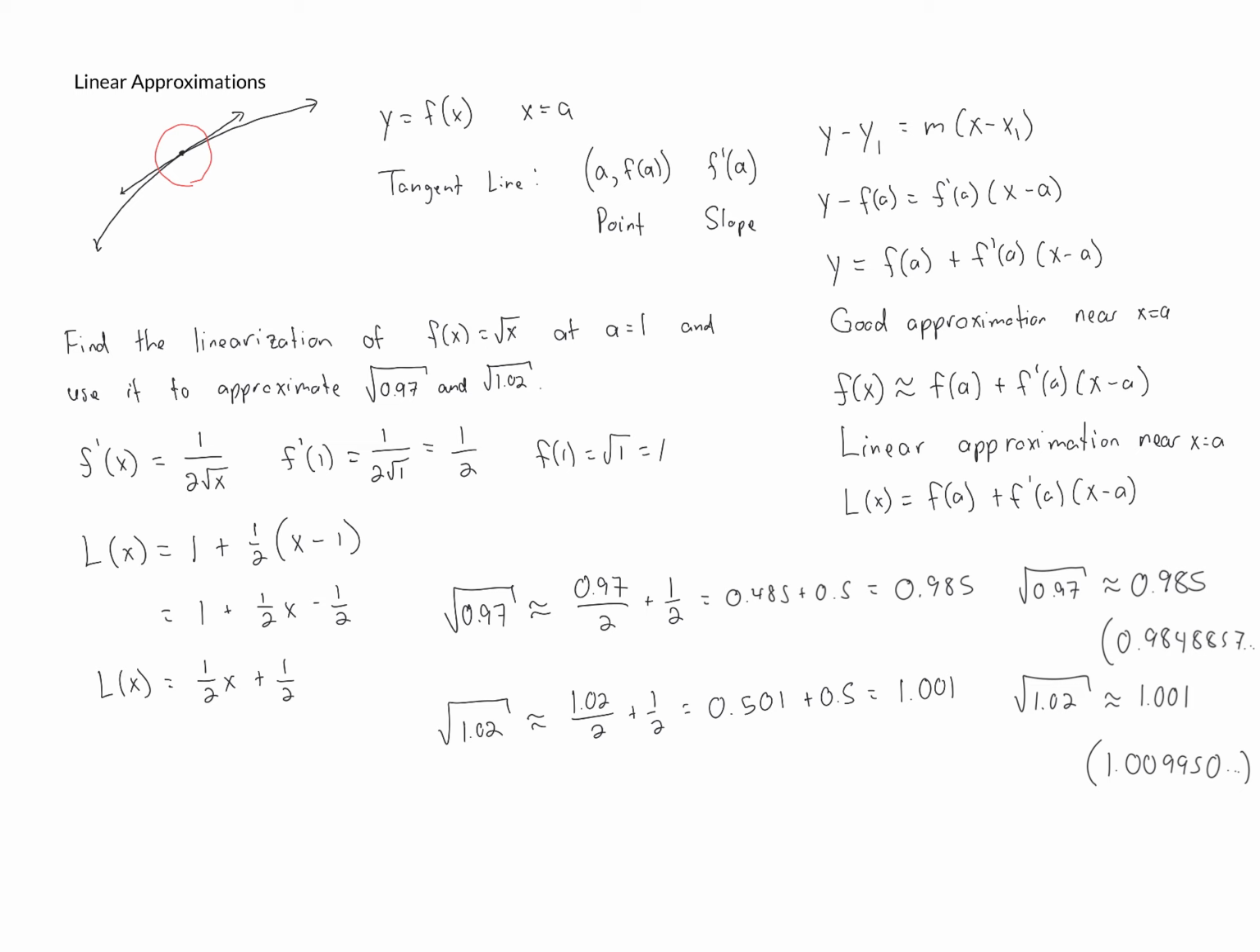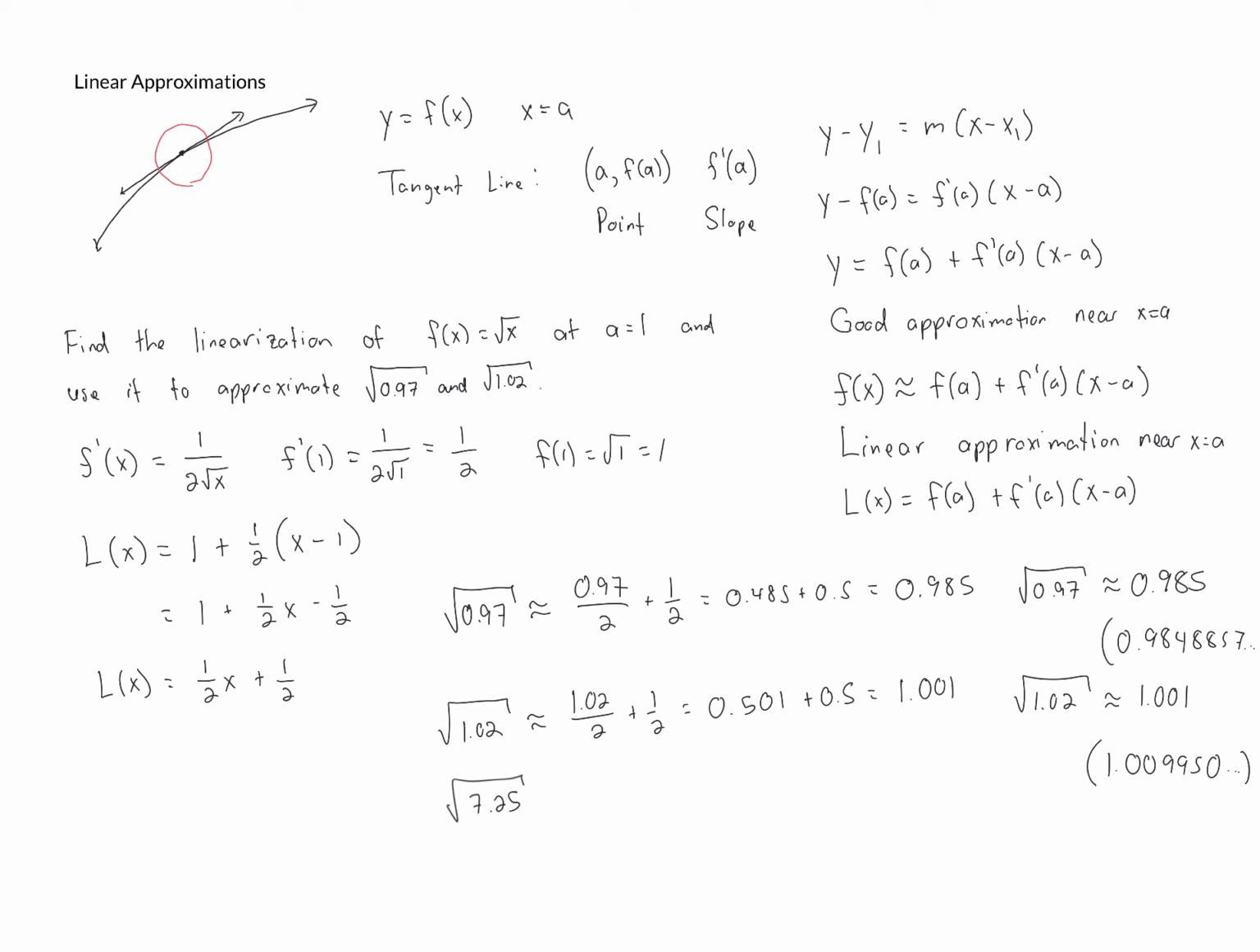Now, really quickly, I want to explain that we're not always going to get approximations that are that good. In fact, for this particular problem that we just did, since we picked a equals 1, this is only going to be very accurate if we're picking square roots of numbers that are very close to 1. If we tried to use this linearization and we picked a number like the square root of 7.25, 7.25 is nowhere near 1, and so this is not going to give us a good approximation at all. It's going to be wildly inaccurate.